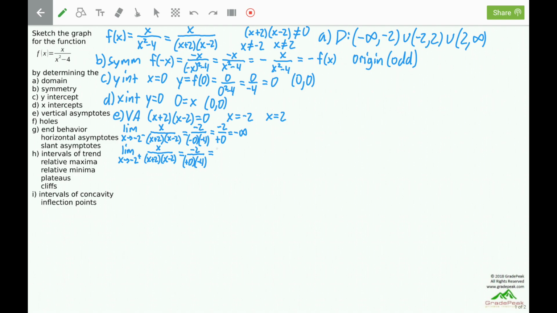The numerator is a -2. The denominator, positive times negative is negative. 0 times 4 is 0. Negative over negative is positive. Non-zero over 0 is an infinity.